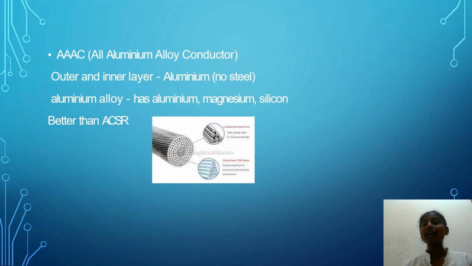AAAC, all aluminium alloy conductors. In the previous slide we saw that the outer layer and inner layer consist of different types of materials, right? But in this case, both the outer layer and inner layer consist of aluminium. Aluminium alloy has aluminium, magnesium and silicon, right? So what is an alloy? An alloy is a combination of more than one metal, right?